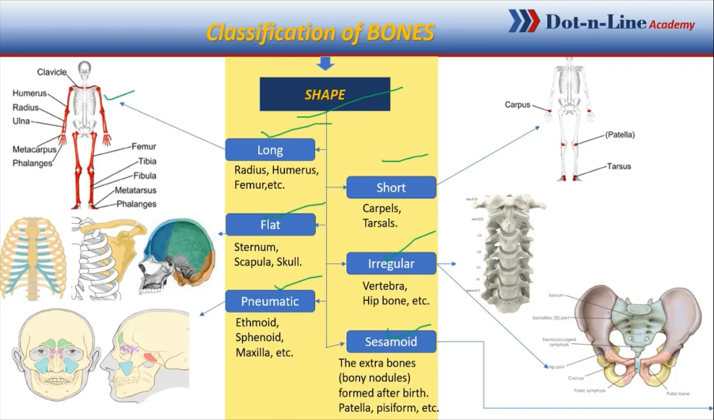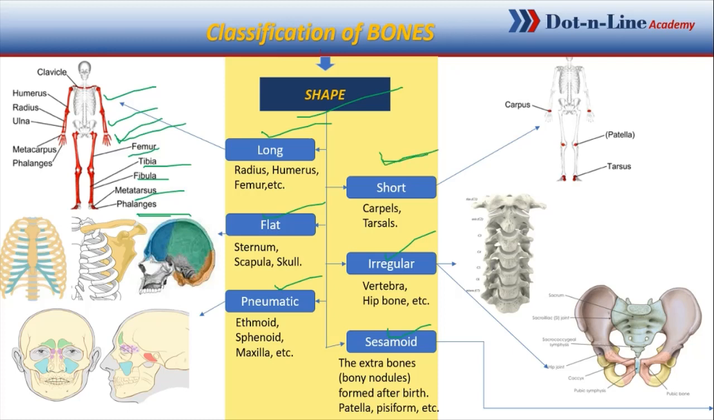The bones of the limb are the long bones: humerus, radius, ulna, the metacarpals, the phalanges. Now coming to the lower limb: femur, tibia, fibula, the metatarsals, and the phalanges of the foot. So these are the long bones. They are long in structure, they are long in shape.